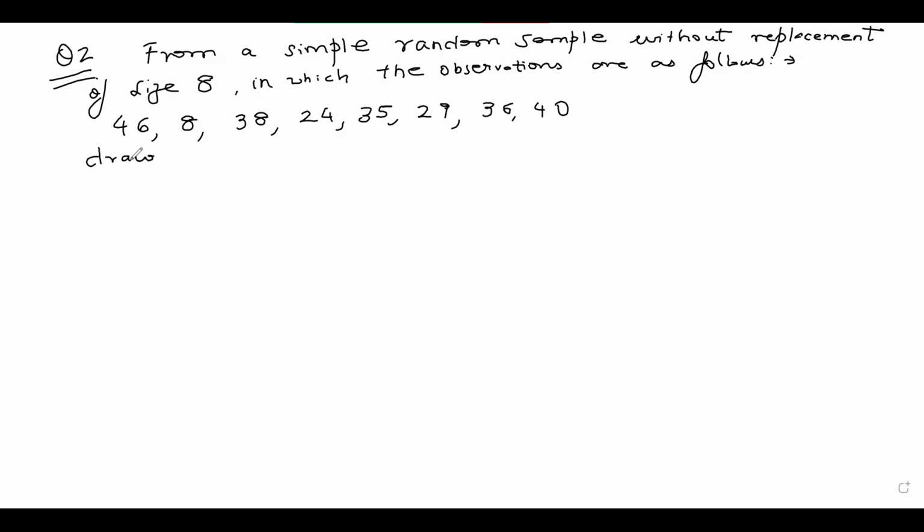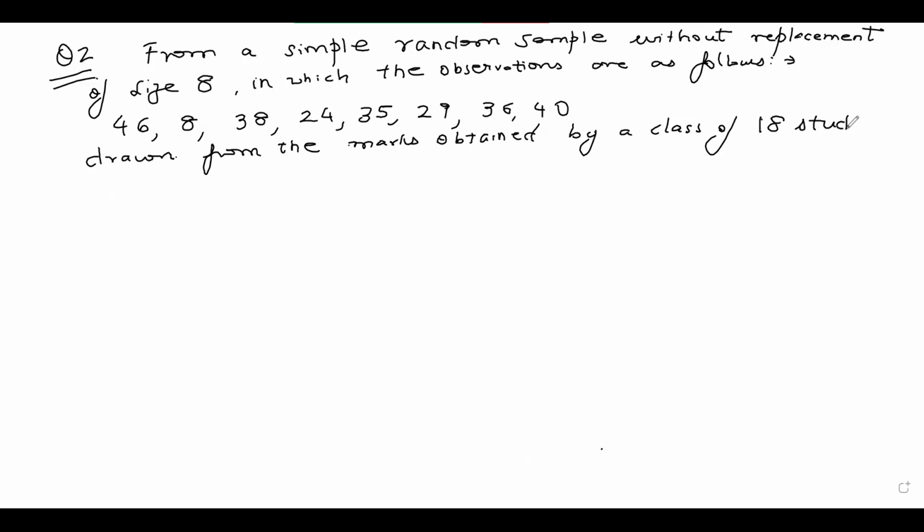Okay. Drawn from, so these observations are drawn from the marks obtained by a class of 18 students. So the population size is 18. The sample size, small n, is 8. In the monthly test, so these are the marks drawn from the monthly test in mathematics out of 50 marks.